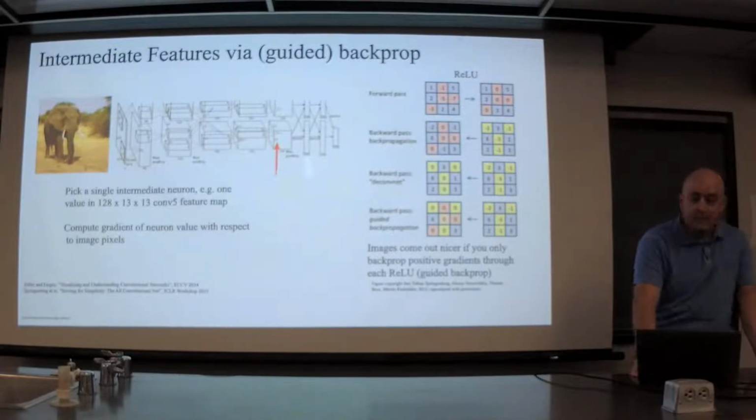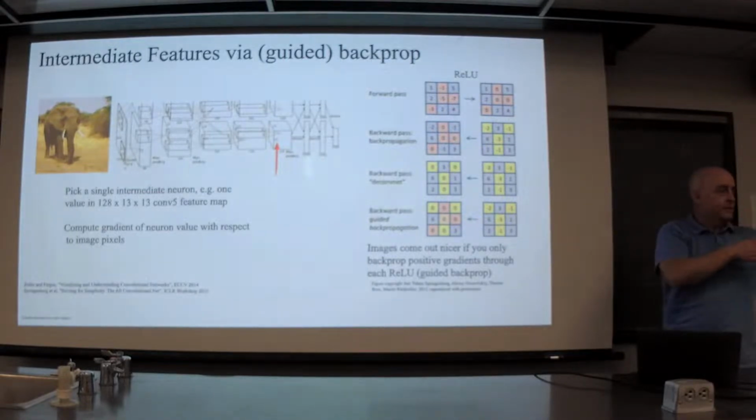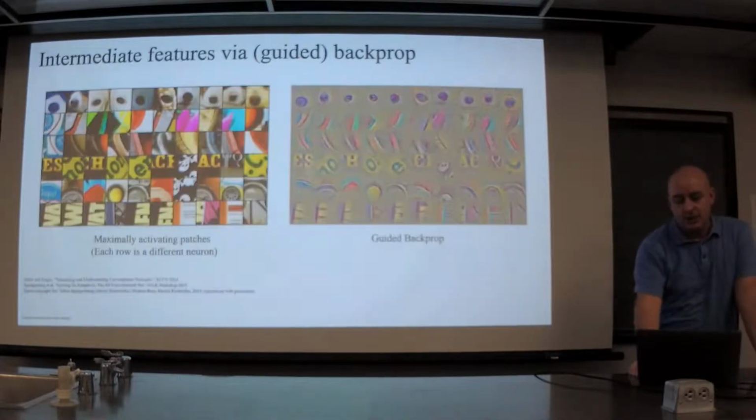One very simple way to make this better is to only backpropagate positive gradients. So if you look at each layer, you're going to have positive gradients and negative gradients as you do backpropagation at each layer, and multiplying that with the downstream gradient. So if you only backpropagate the positive gradients, you tend to get better results.